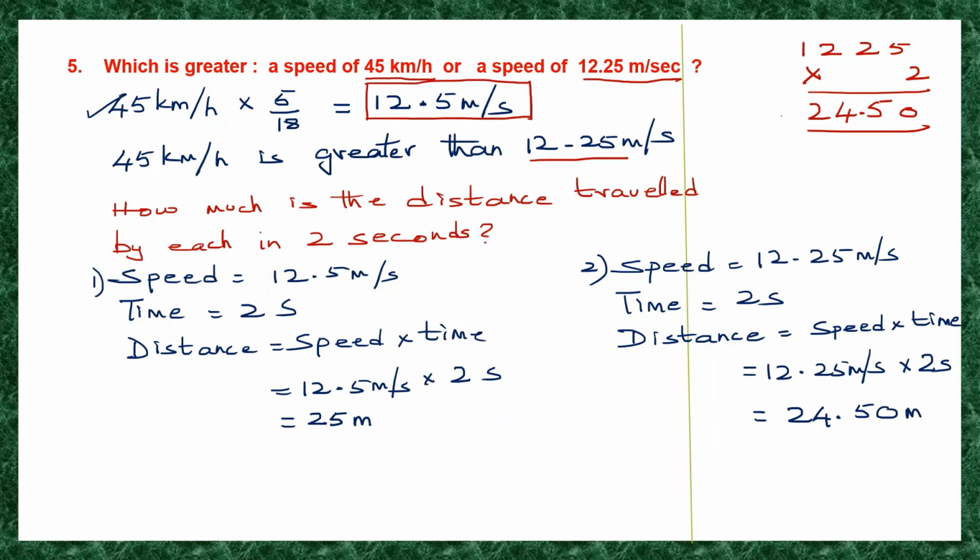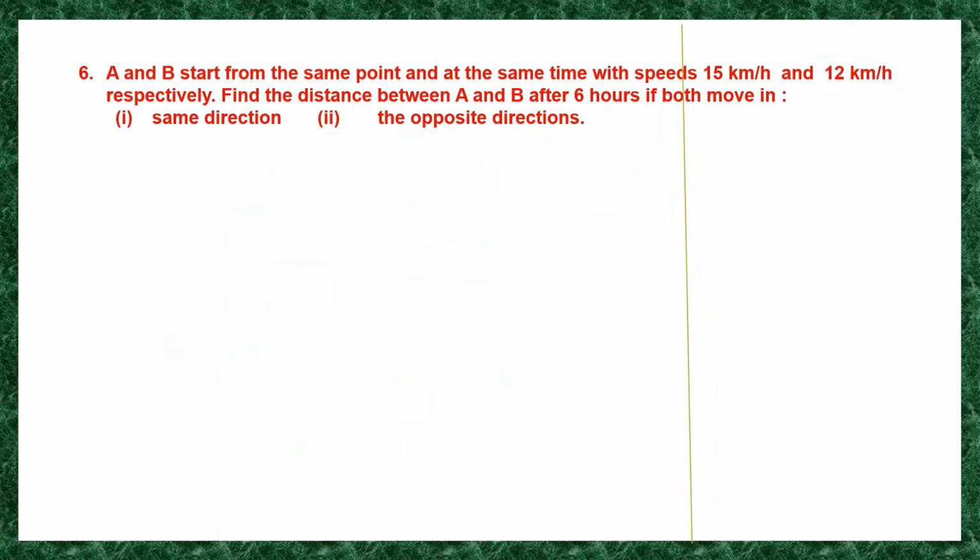So that is the distance, 24.50 meters. So the question is, how much is the distance traveled by each in 2 seconds? The distance traveled by each in 2 seconds is 25 meters and 24.50 meters.